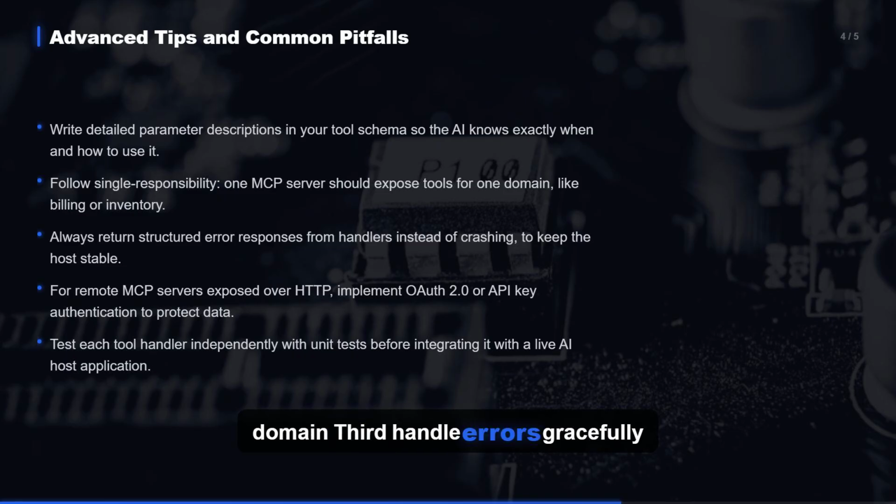Third, handle errors gracefully inside your tool handlers. If your database is down, return a structured error message rather than letting the process crash, because the host needs a clean response to relay back to the user. Fourth, think about authentication. MCP servers can run locally or remotely, and for remote servers, you'll want to implement OAuth or API key verification to protect sensitive data. Finally, test your tools in isolation before plugging them into an AI host.